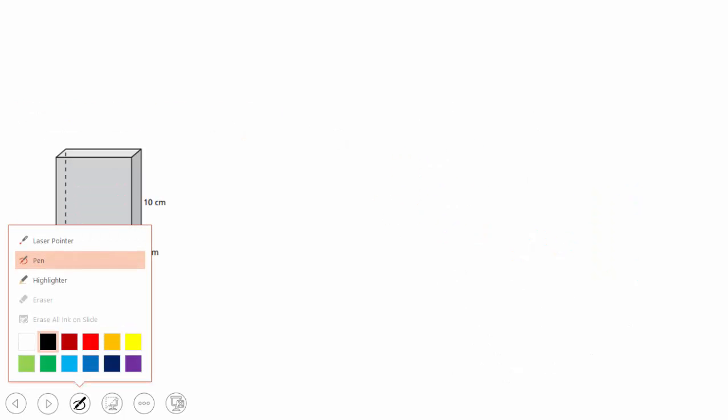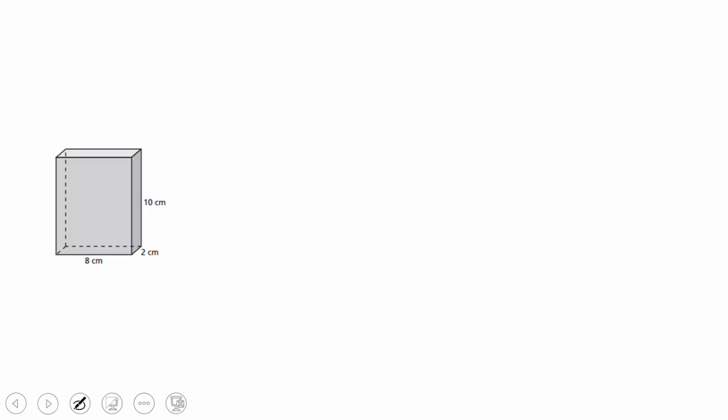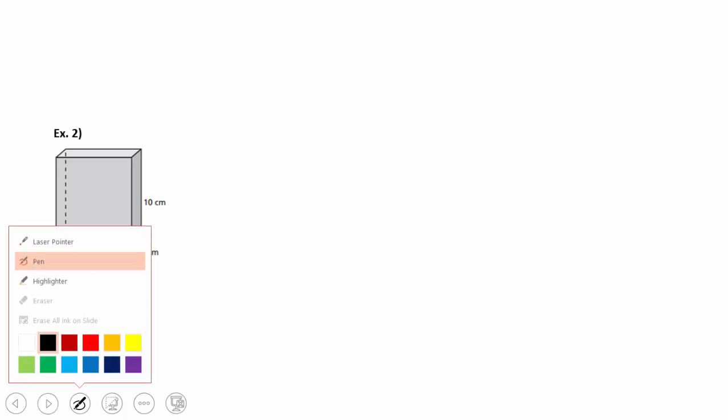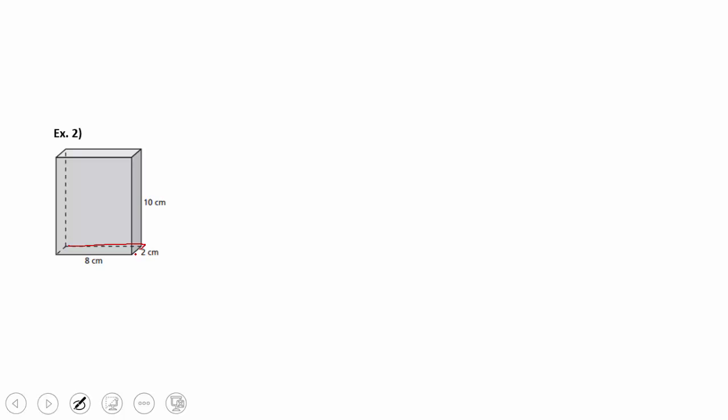Here's another rectangular prism, example number 2. And most people like to do the bottom and the top. So I am going to do the bottom and the top as my bases. They are opposite, they are parallel, they are congruent. And I'm going to use the formula, 2 times area of the base plus the perimeter times the height to find my surface area. So let's do the base first.